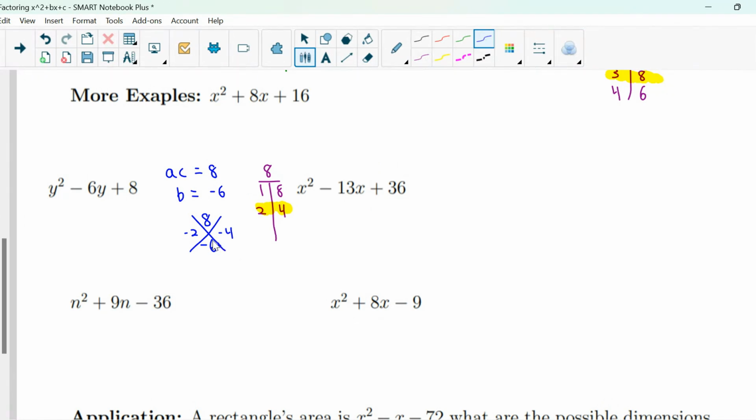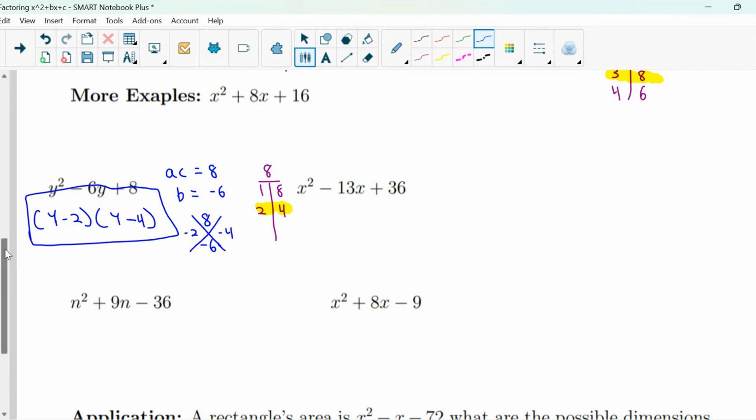So once again, we'll write it the exact same way. Parentheses, our variable y minus 2 times y minus 4. Okay, once again, we could check our answer by FOILing, but I don't think that is entirely necessary.